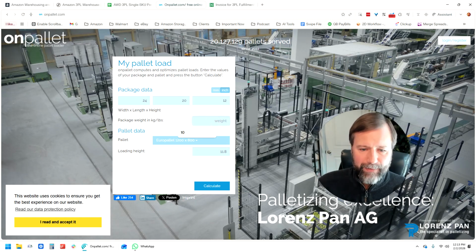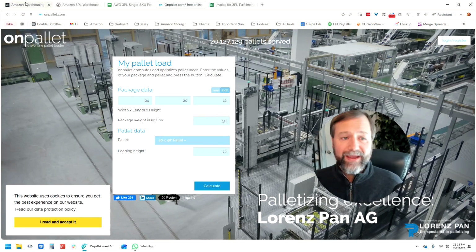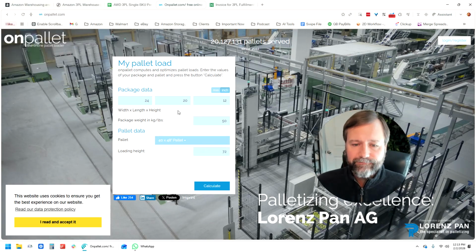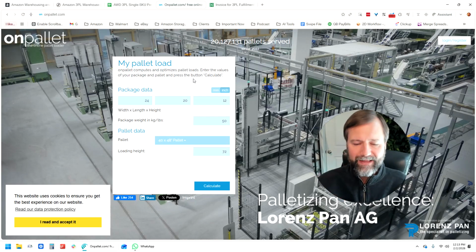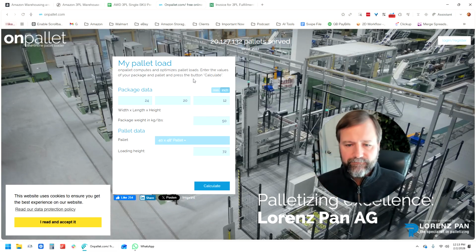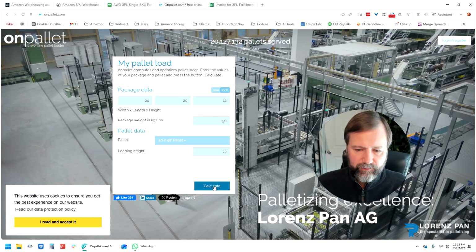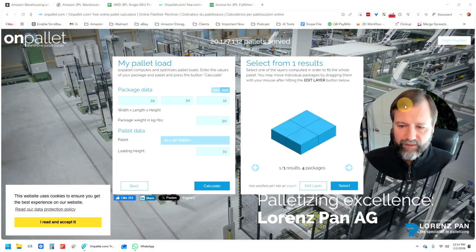And the weight of the package doesn't matter too much, but we'll just throw in 50 pounds. We're going to use a standard 48 by 40 and loading height of 72 inches, which is the maximum height that Amazon lets you send in. Now, AWD has implemented floor loading if you're sending in larger amounts like a full truckload or something like that, so you can skip the pallet part. But if you're using pallets, 48 by 40 by 72 is what we're looking at. So that is almost a perfect case pack in terms of the size of the pallet.